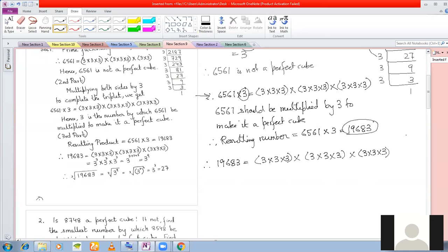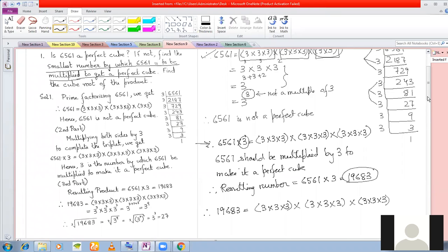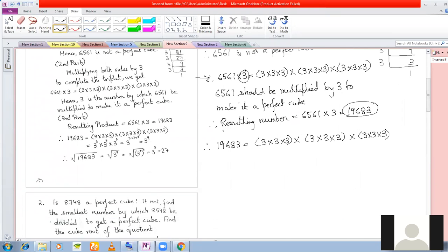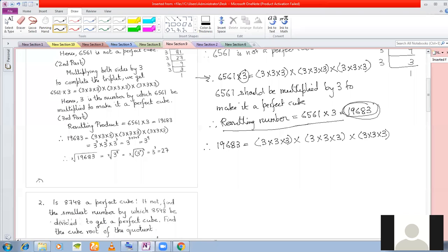The third part of the question is to find the cube root of the product. What is the product here? This resulting number is the product, right? After multiplying by 3, we get 19683. This is your product. We need to find the cube root of 19683.